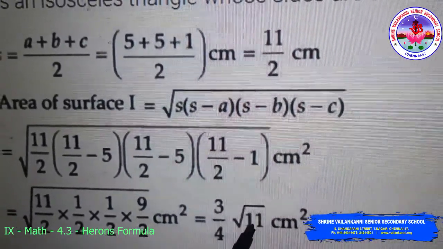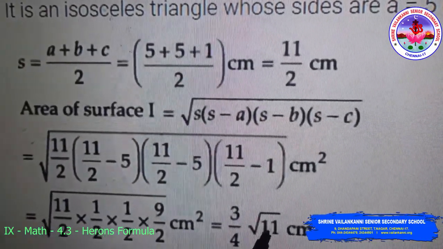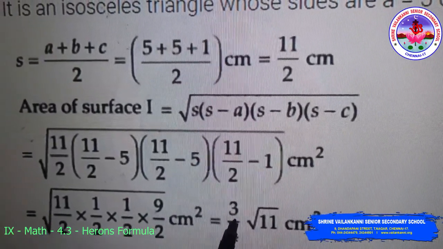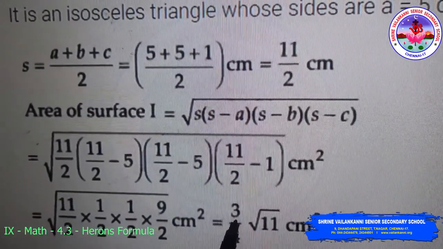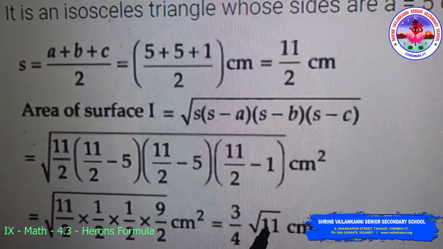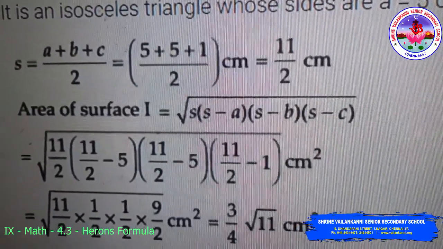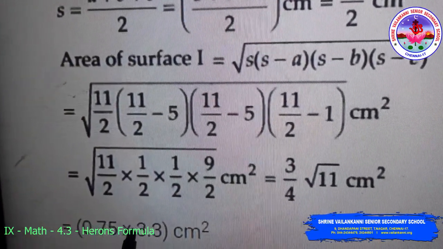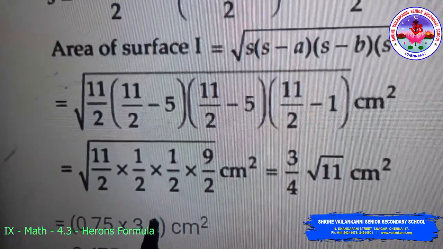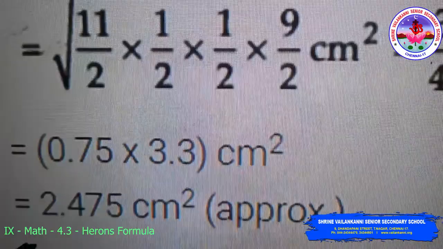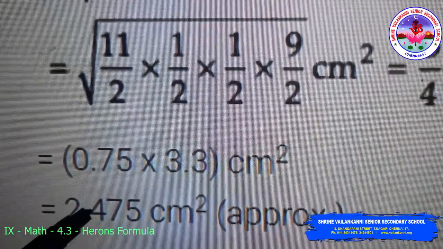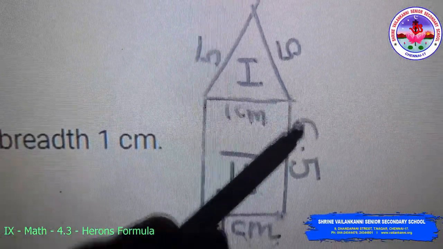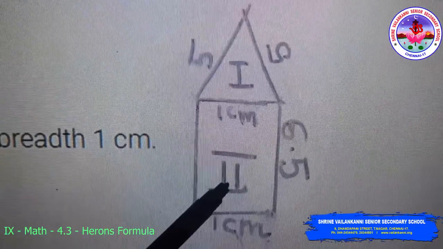So I want to find the square root of 11 by long division. I will get 3.3 here. 3 by 4, written as a decimal expansion, is equal to 0.75. So root 11 has a decimal expansion of 3.3. So coming here, 0.75 into 3.3, which is equal to 2.475 centimeter square.